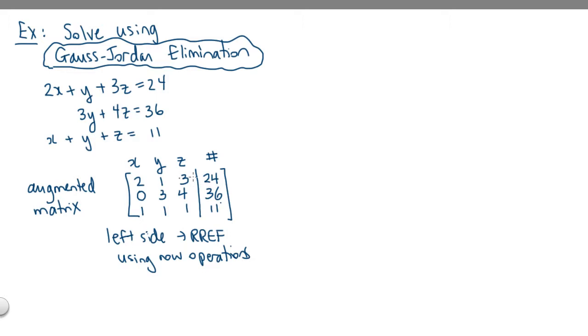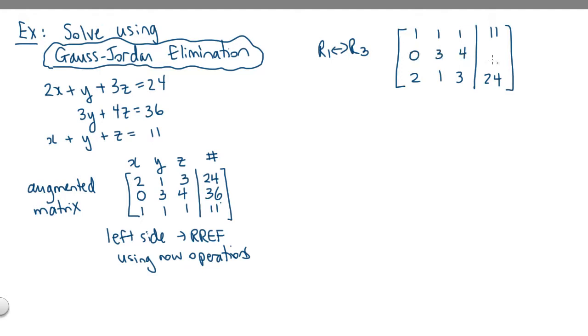So first thing we'd like to do is get a 1 in the upper left-hand corner. Easiest way to do that, let's switch row 1 and row 3. So top row becomes 1, 1, 1, 11. Bottom row becomes 2, 1, 3, 24. Middle row will not be changing. All right, so we've got our 1 here.